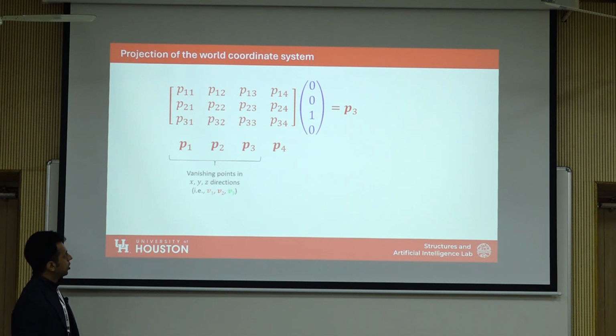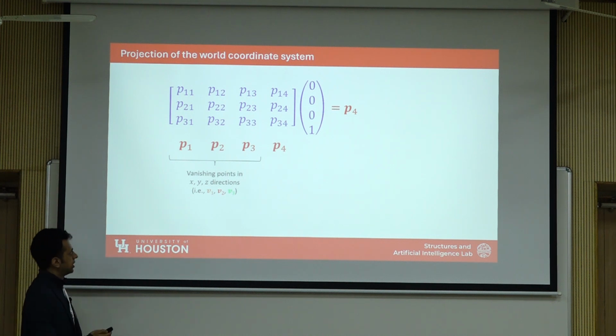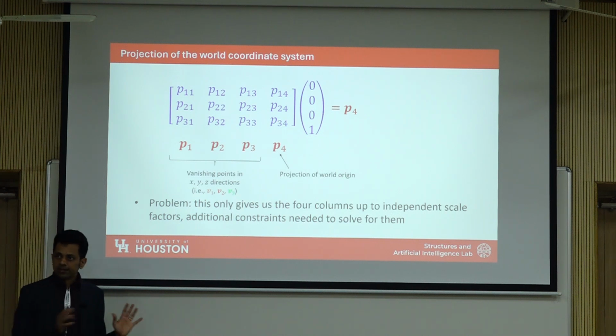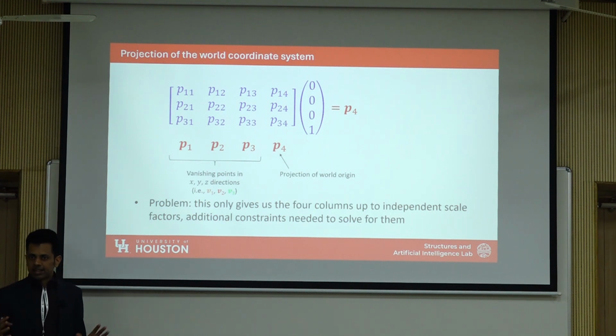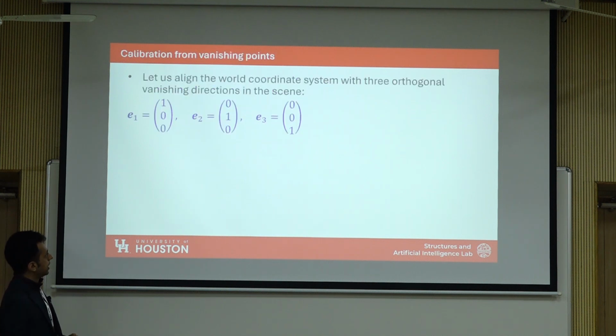And then I can also do this. What is this coordinate? It's the origin, right? So I also have my origin. That's a projection of the world origin. And so this gives us 4 columns up to independent scale factors, right? But it still doesn't give us all the information we need to solve, but it gives us some constraints. We're basically getting these 4 points in the real world, and we have the corresponding points on the image.